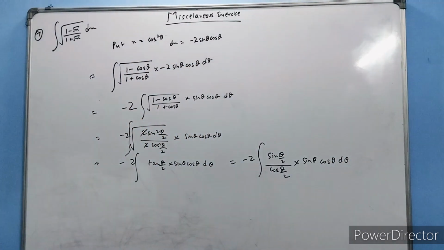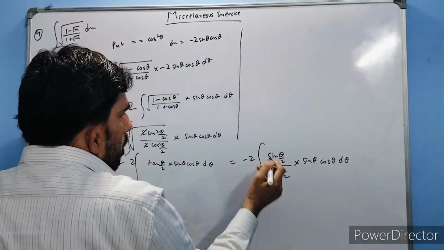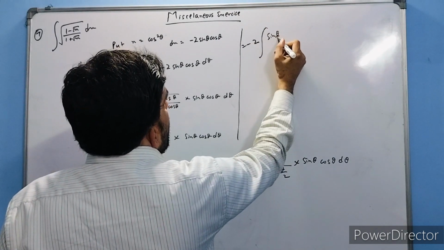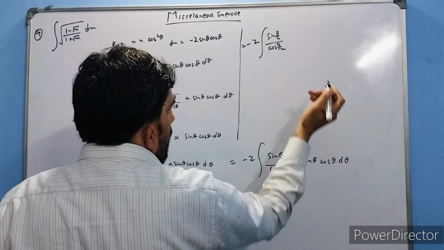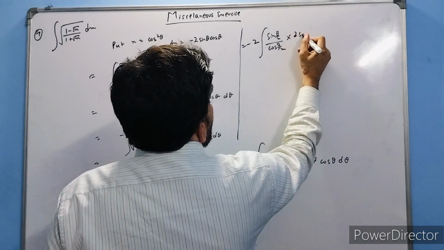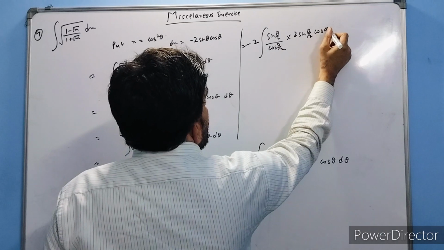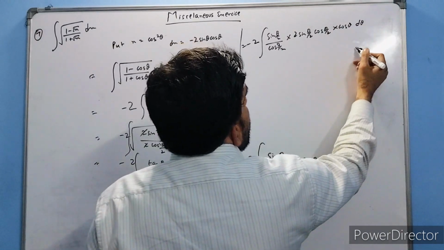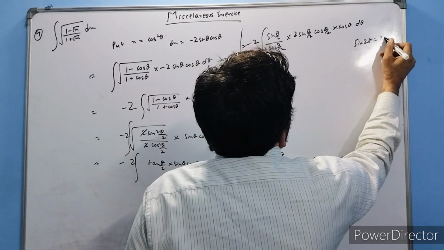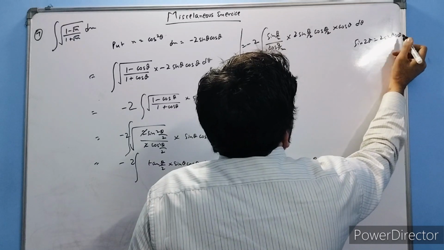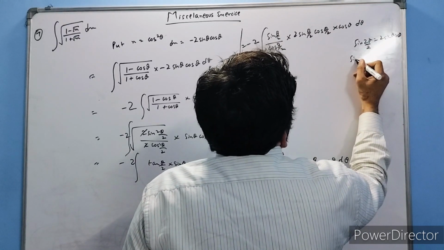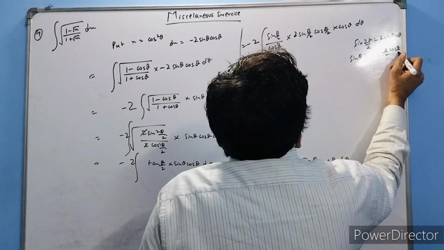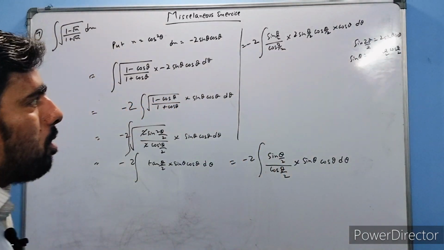So now let's try to solve here. We have minus 2 outside, so sine theta by 2 upon cos theta by 2. Here, sine theta I can write as 2 sine theta by 2 cos theta by 2, into cos theta d theta. Why? What we have done? We know that sine 2 theta is equal to 2 sine theta cos theta. If I reduce it by 2, I will get sine theta is equal to 2 sine theta by 2 cos theta by 2. So that is how we have done this.